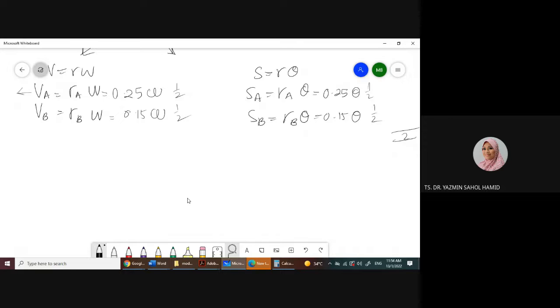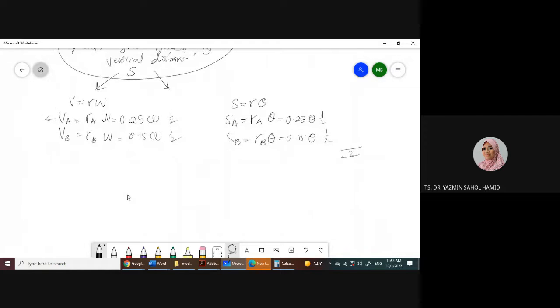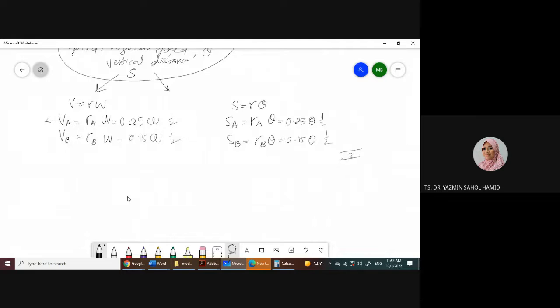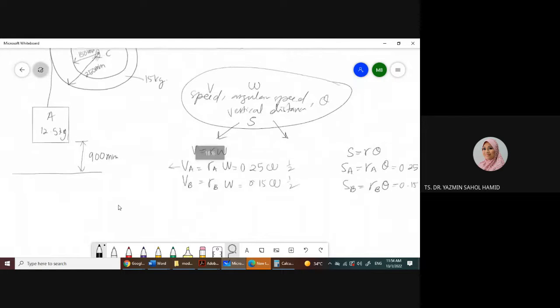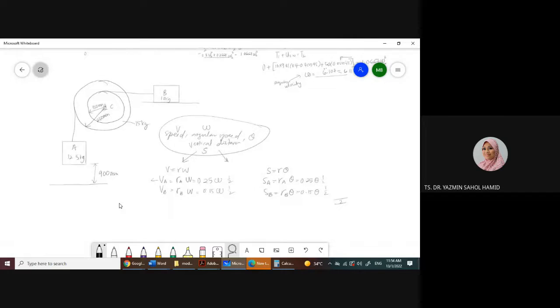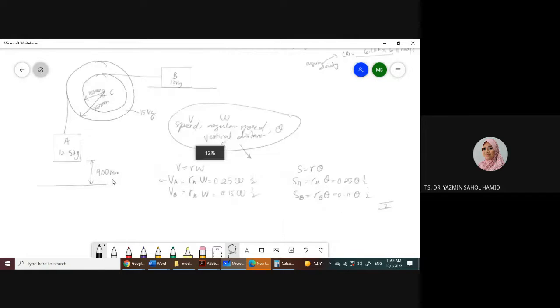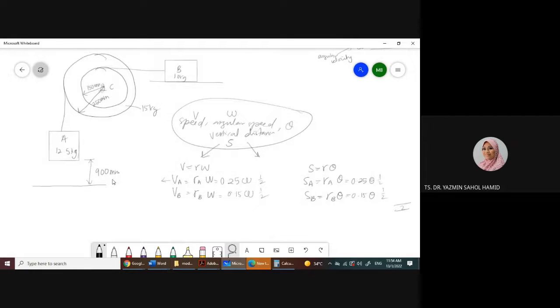Determine the velocity of block A when it strikes the ground. Okay, now. How should we determine the velocity of block A when it strikes the ground? What method are you going to use? Now, think. The question is, they want the velocity V when it strikes the ground. What is V? What method are you going to use?